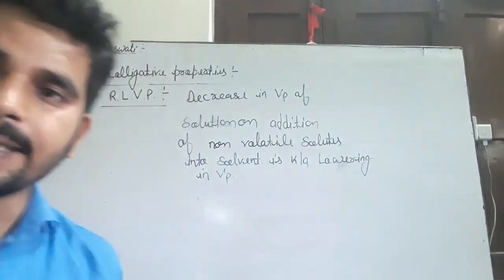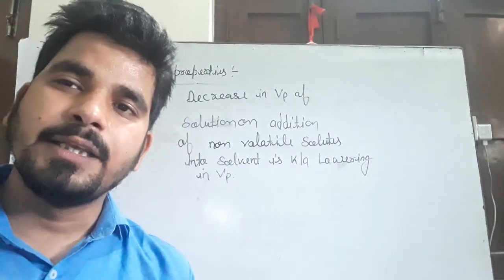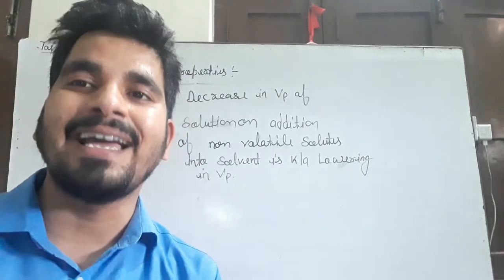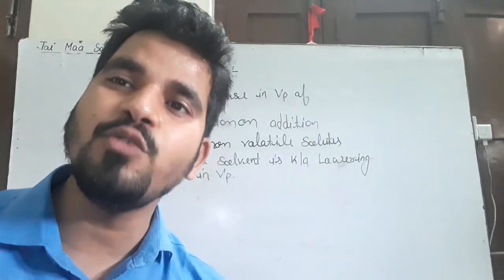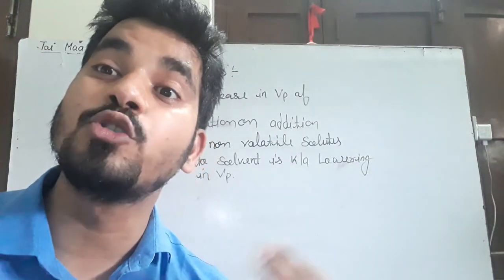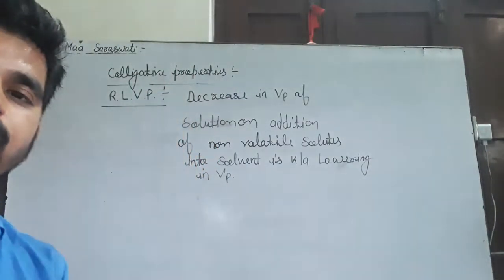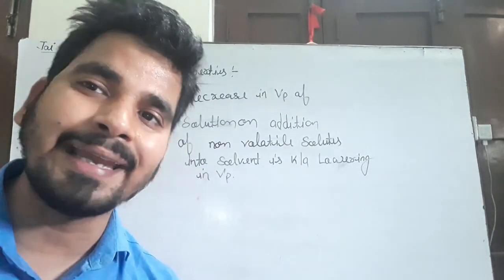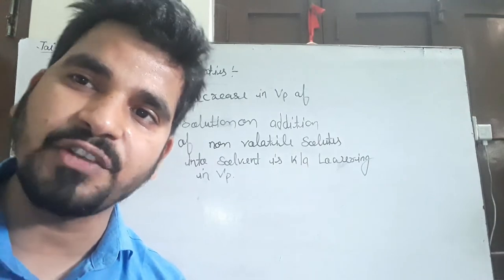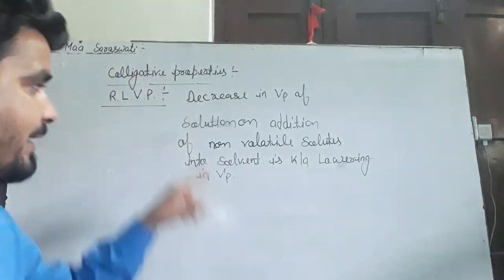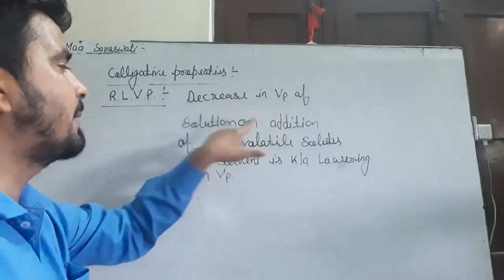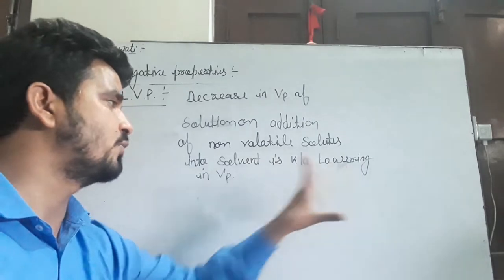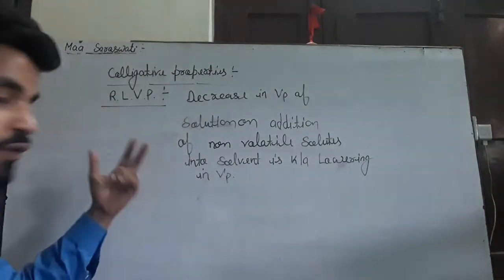Exactly. Suppose when you boil water, its vapor pressure is high, but in case of a solution, when you add some non-volatile solute like sugar, what happened, dear children? After addition of sugar, its vapor pressure decreases. Why does its vapor pressure decrease? Because they occupy some of the surface area of the solvent. So the decrease in vapor pressure of solution on addition of non-volatile solutes into solvent is known as lowering in vapor pressure. Now what is relative lowering in vapor pressure?